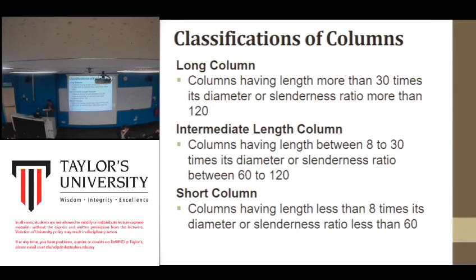Classification of columns. Basically we have three different classifications for columns. You can have long columns, intermediate length columns, and short columns. You can see from here, columns having length more than 30 times their diameter, or slenderness ratio. Actually, there's a formula for slenderness ratio, but that one is too technical, too civil engineering. So what you just need to remember is this: columns having length more than 30 times their diameter are considered long columns.